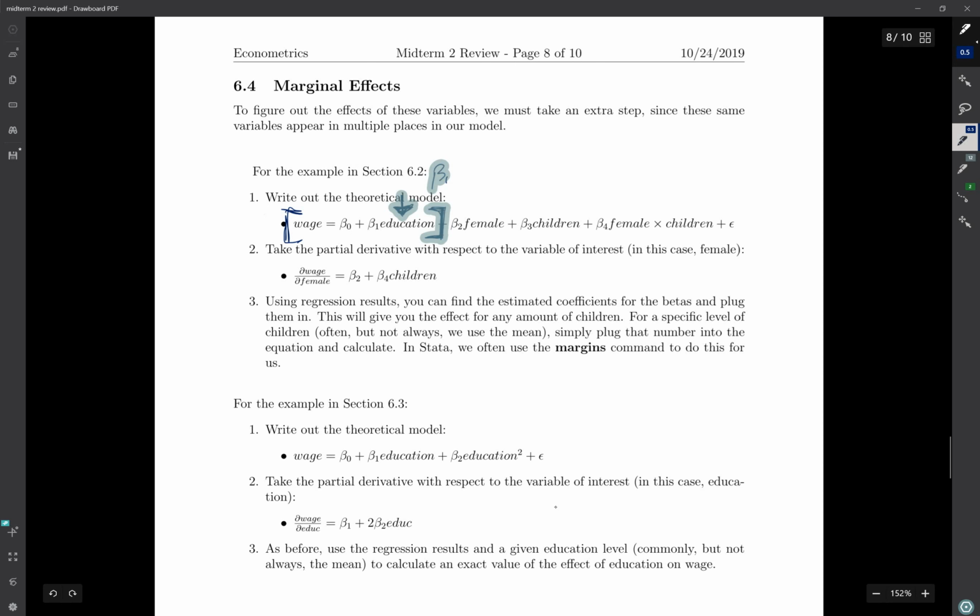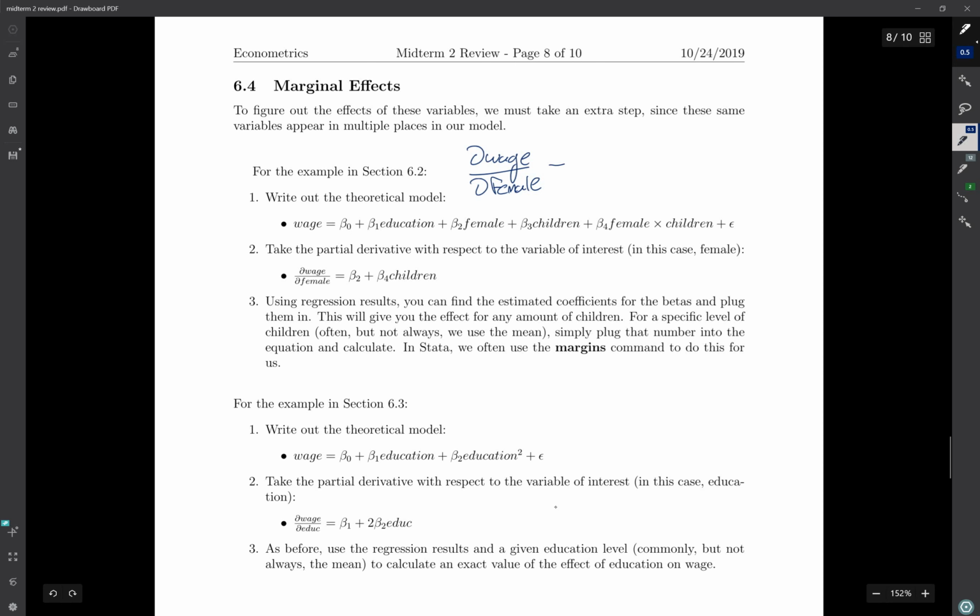Now we've got a bit more of a complicated model, but our approach is going to be the same. So let's take the derivative of wage with respect to, in this particular case, our variable of interest, which is female.